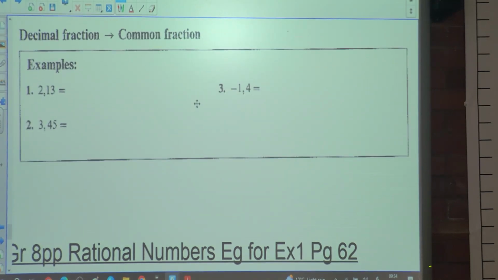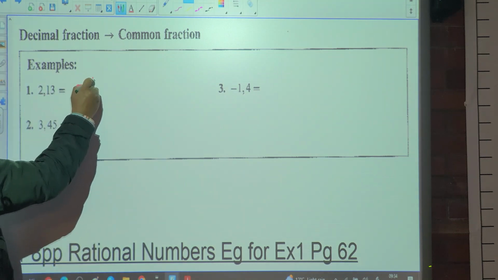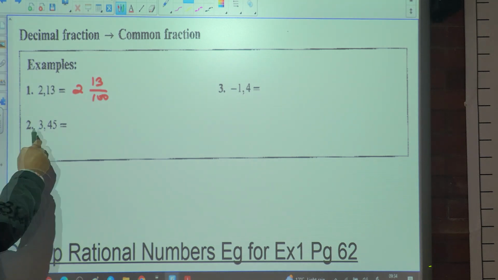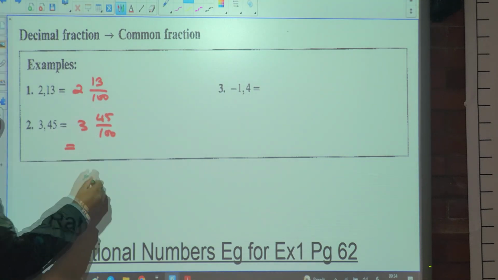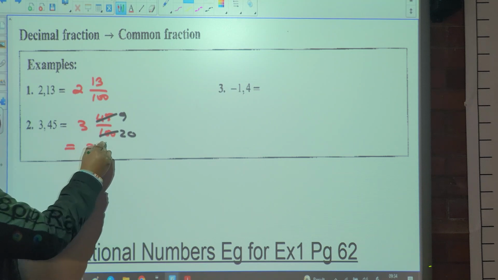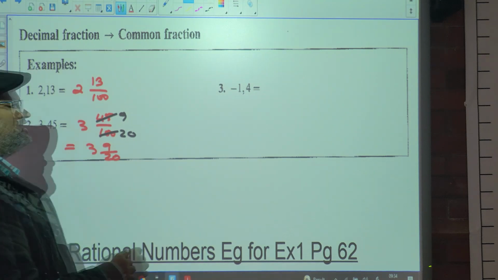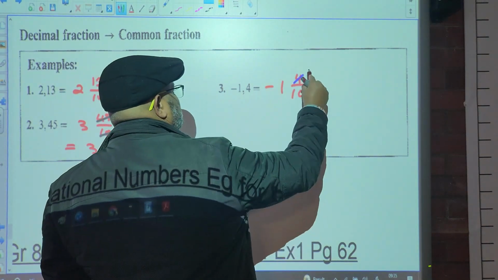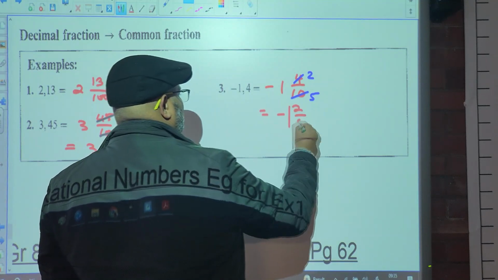Decimals to fractions. The common fraction. So firstly this can be written as 2 and 13 over 100. Not so. What will this be? 3 and 45 over 100. So of course 5 goes into here 9 times, 5 goes into here 20. So it's 3 and 9 over 20. Next one is negative 1 and 4 over 10. 2 goes into here twice, 2 goes into here 5 times. So it's negative 1 and 2 over 5.